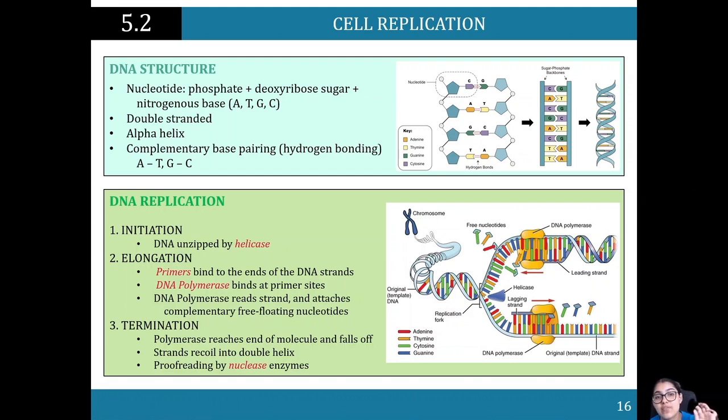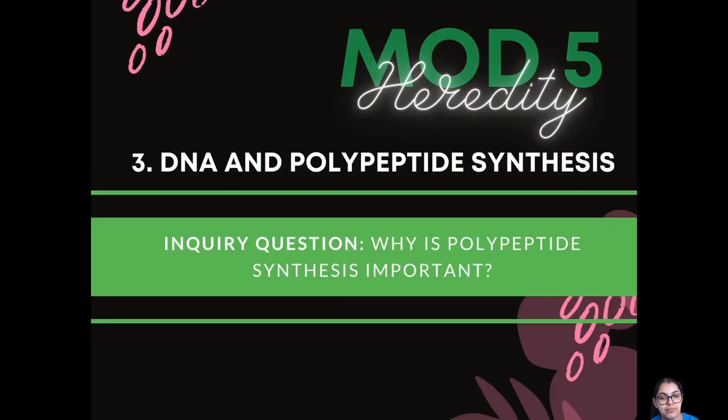And then we're going to have a process called proofreading occur. So this is where nuclease enzymes are going to come in, and they're going to proofread what has been done to make sure that there are no errors in this process. And that is cell replication. Now let's have a look at DNA and polypeptide synthesis.